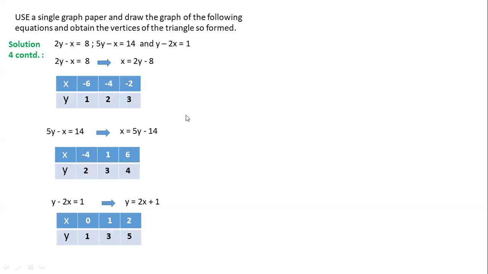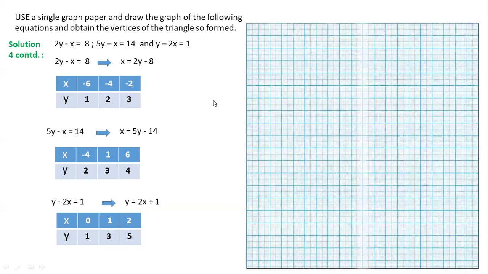Now let's draw the graph. Graph sheet. X-axis. Y-axis. Now let's write the positive values as they are, 3 up to 6. Why have I taken 6? Because the highest value of x is 6 here. And minus 6 as well.